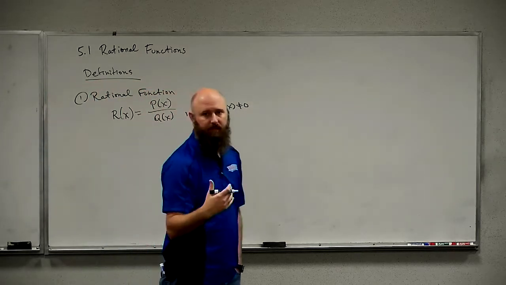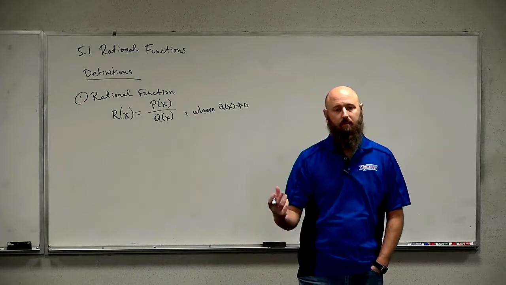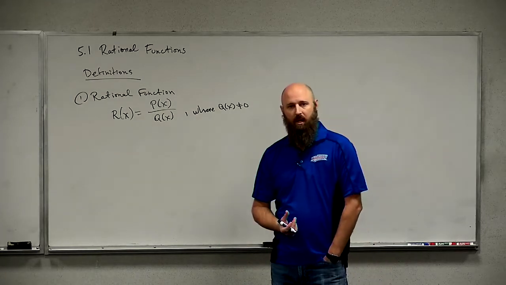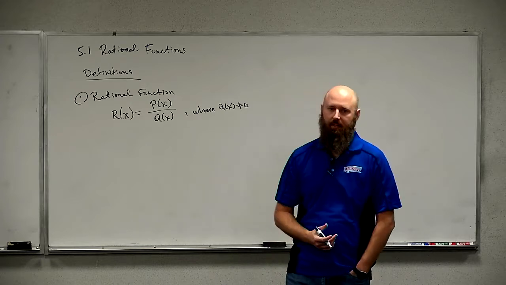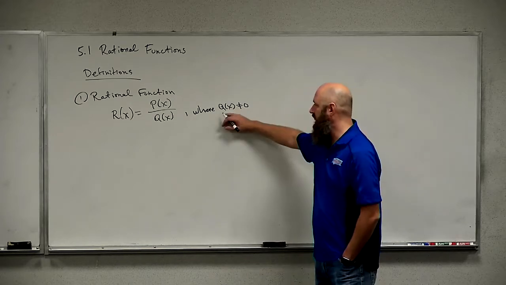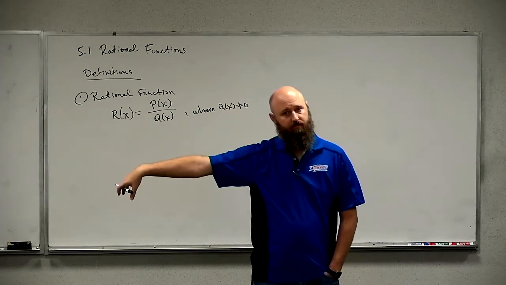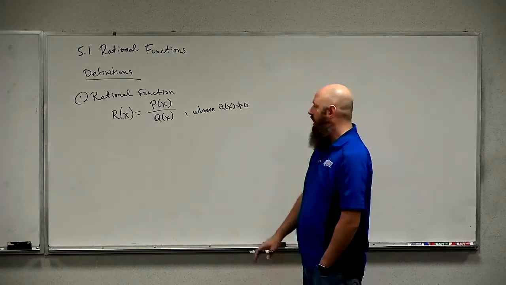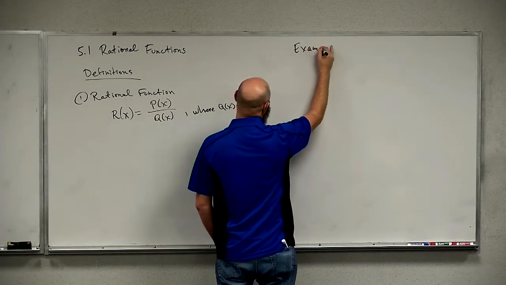Now, that bottom q of x could be just a number because a single number is a polynomial. So it could work that way, but typically it's going to have a letter in it. But we've got to make sure that it's not 0 because we cannot have 0 on the bottom of a fraction. All right, now let's see what we can do with these things.